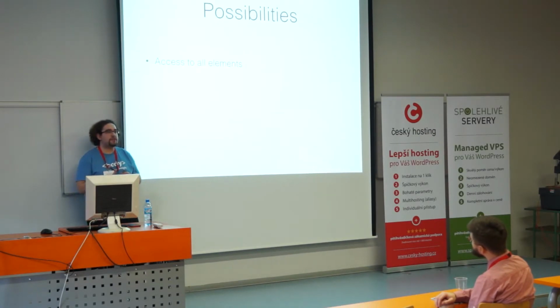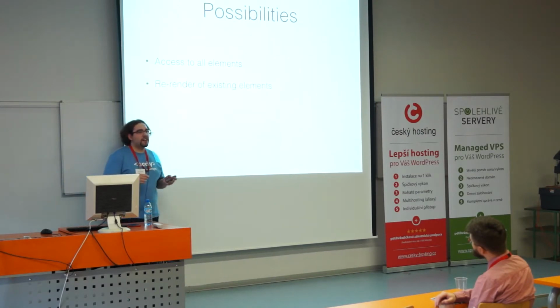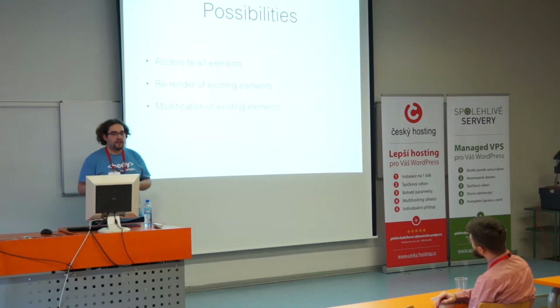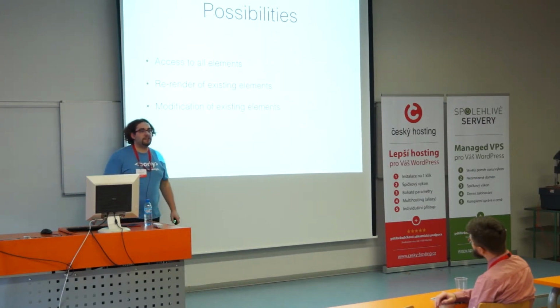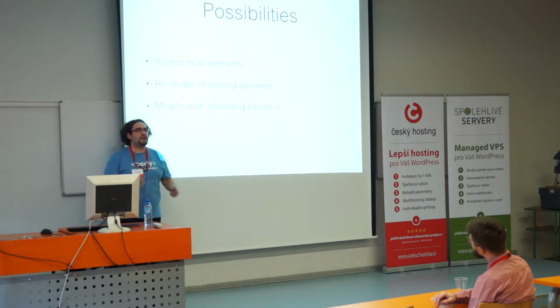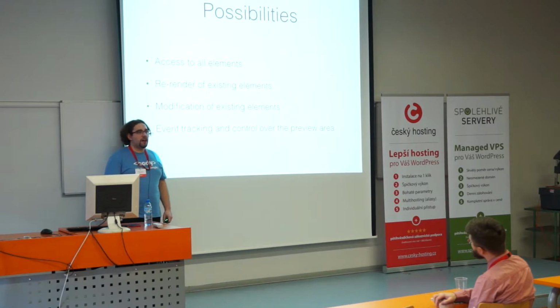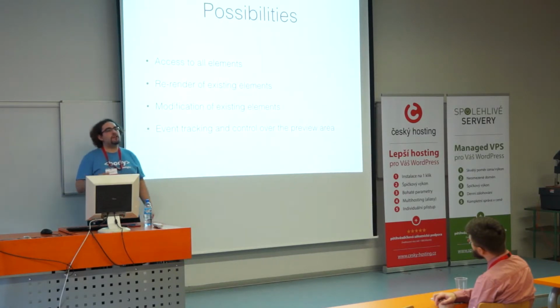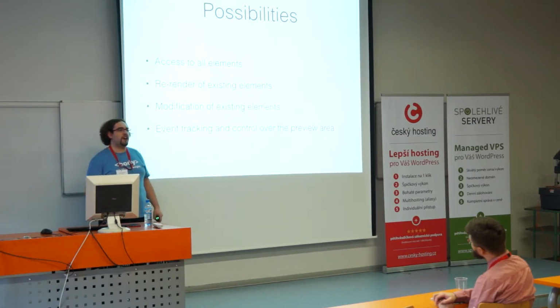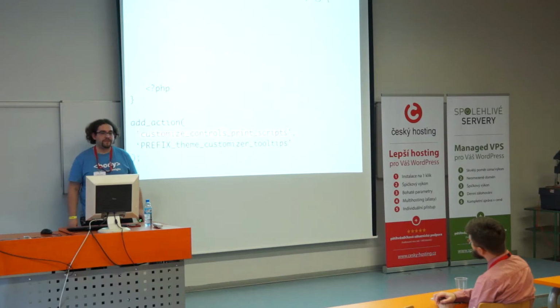So, with the JavaScript API, we have a few possibilities. We have access to all elements in the theme customizer. We can re-render existing items. We can modify existing items. For example, we can move the sections or the controls in the ordering. And we also have great event tracking, and we have control over the preview area. So we can, for example, refresh the preview directly with JavaScript code.